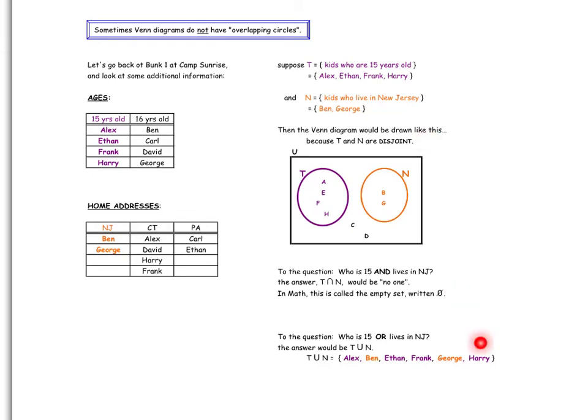The union, however, is everybody in T with everybody in N, and there's really no way to show the union in a nice way except to just shade in both circles if you want to, even though they're not connected.